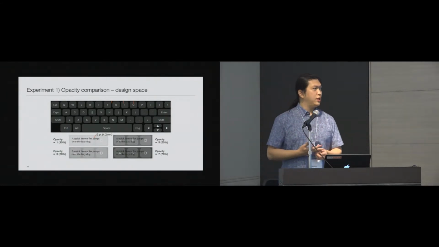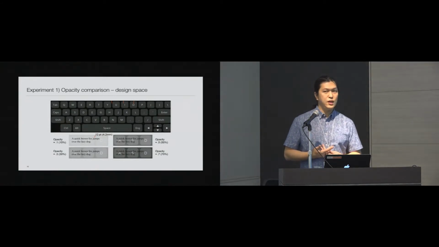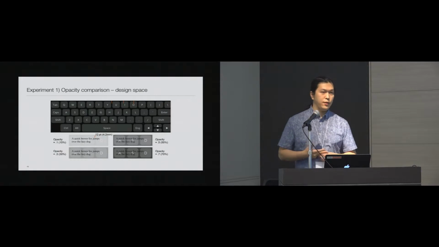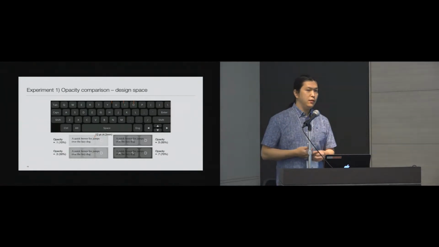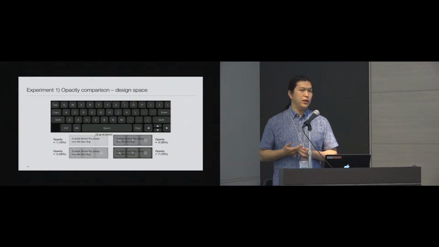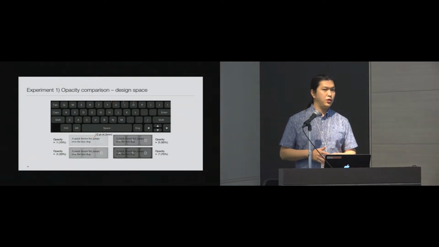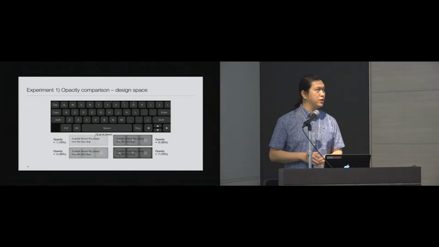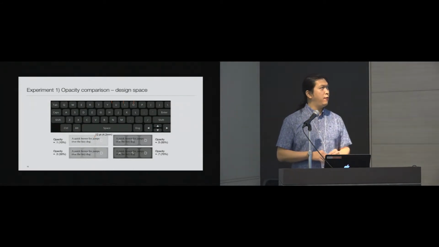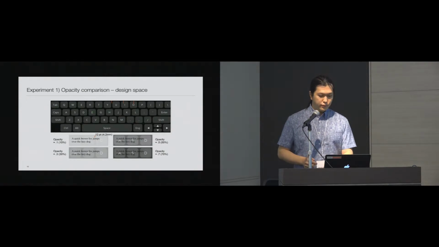I changed the opacity and generated 4 different keyboards with 10%, 30%, 50%, and 70% opacity. 90% was excluded because the user cannot read anything in that condition. So there were only 4 test conditions, and the opaque keyboard was presented as the reference condition.